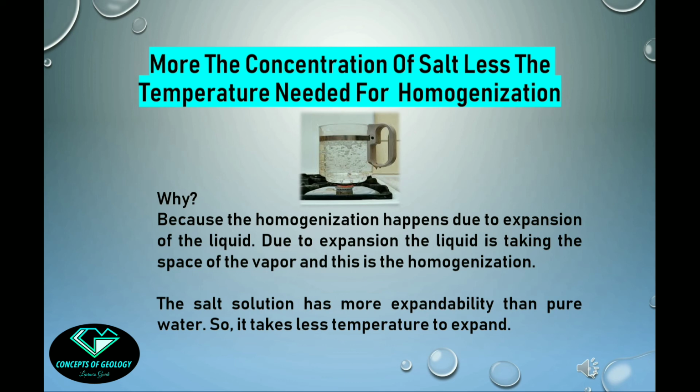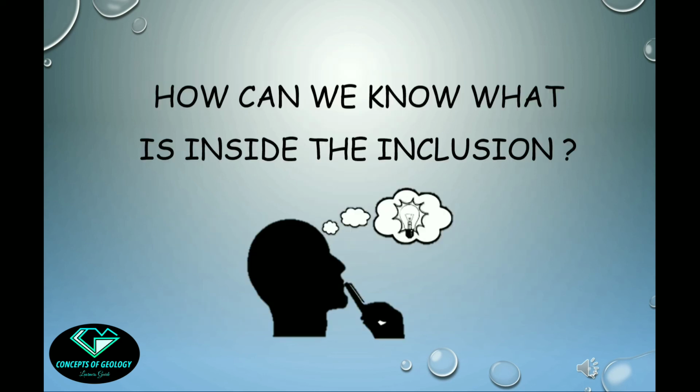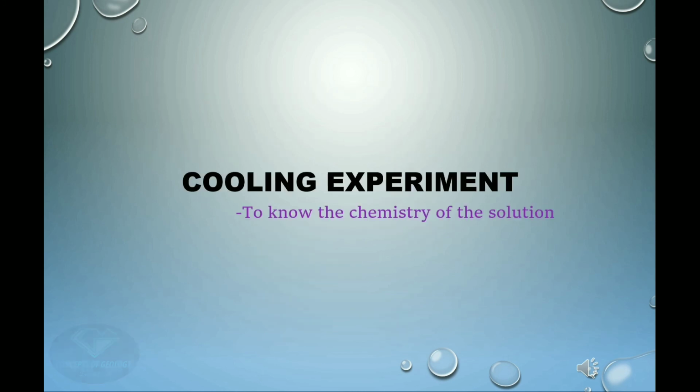Now okay, if we can have the density of the inclusion, we can apply the pressure correction through standard graphs. Up to that we have understood clearly. But the $1,000,000 question is, how can we know what is inside the inclusion? I mean, how can we estimate the density of the inclusion? How can we estimate the chemistry of the inclusion? This is done by the freezing point depression method.